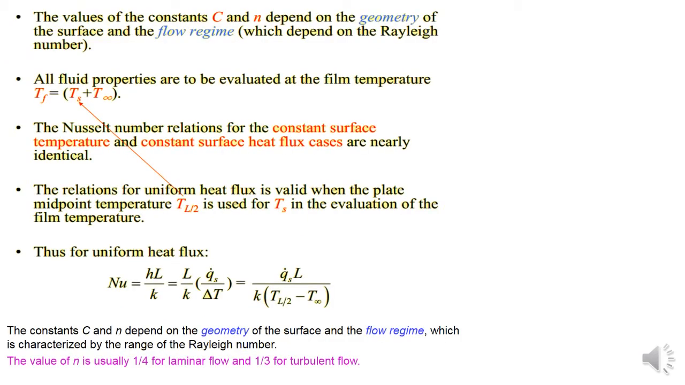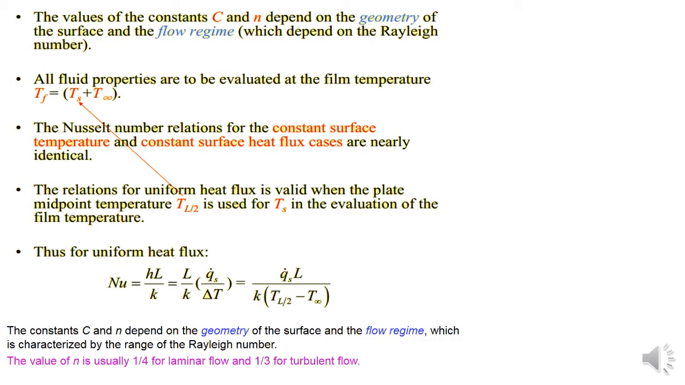The values of the constants C and n depend on the geometry of the surface and the flow regime, which depends on the Rayleigh number. So I mentioned earlier C and n. The constants C and n depend on the geometry and also the flow regime. All fluid properties are to be evaluated at the film temperature Tf, which is equal to the average of the surface temperature and the infinite temperature, the temperature far away from the system.